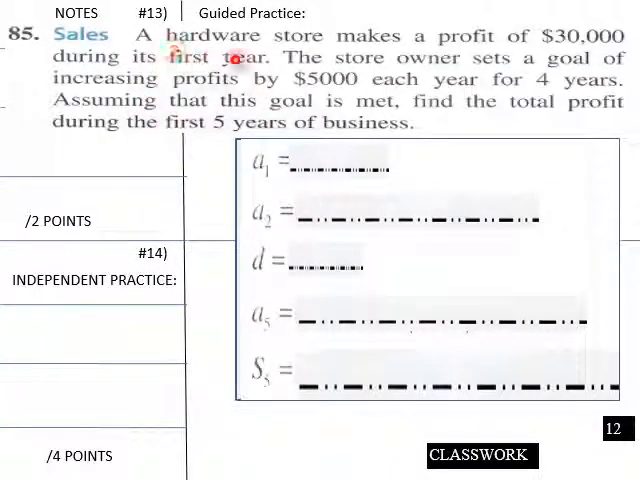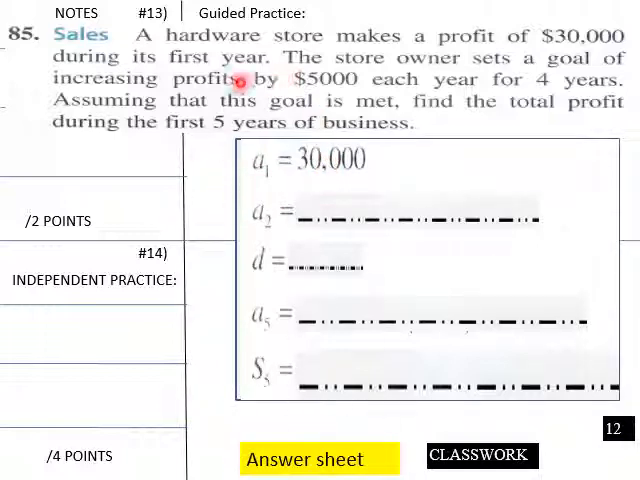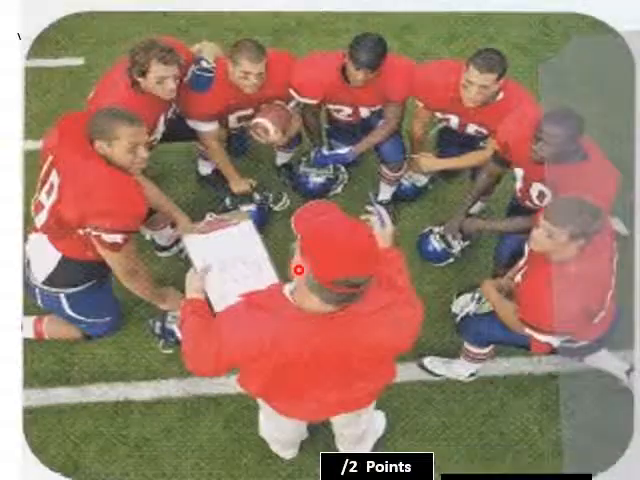So we've got a problem here. A hardware store makes a profit of $30,000 during its first year. The store owner sets a goal of increasing profits by $5,000 each year for 20 years. Assuming that this goal is met, find the total profit during the first 5 years of business. Our a1 here would be 30,000, that's what we start with. Then a2, using our formula, is 30,000 plus 5,000 equals 35,000. I'm going to leave it up to you, students, to finish that.